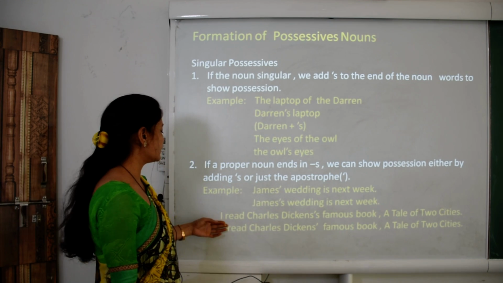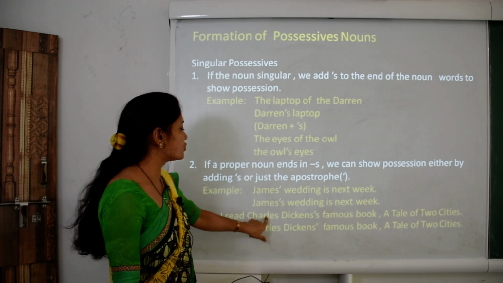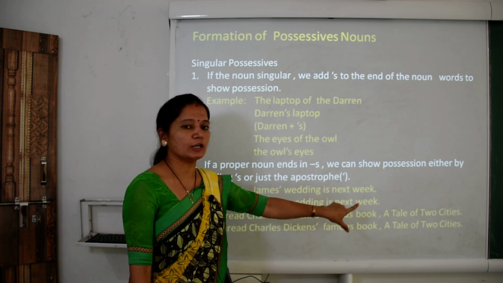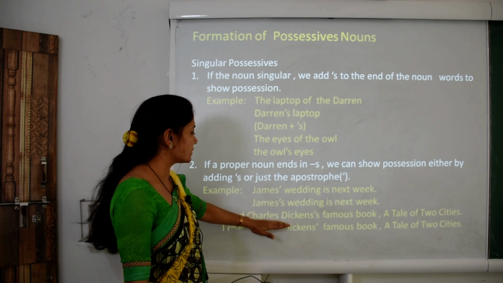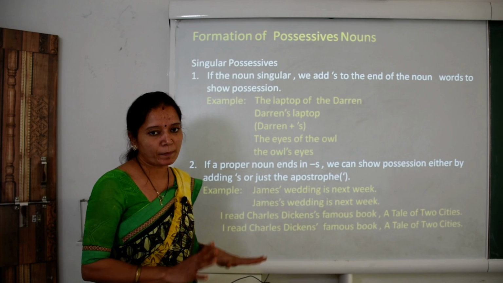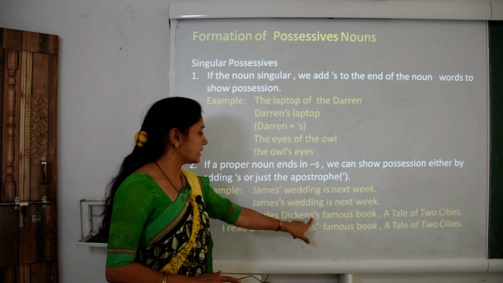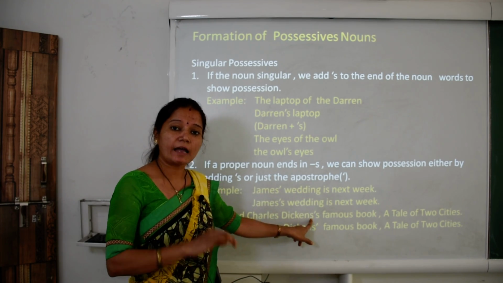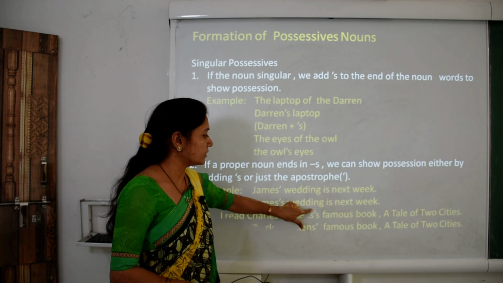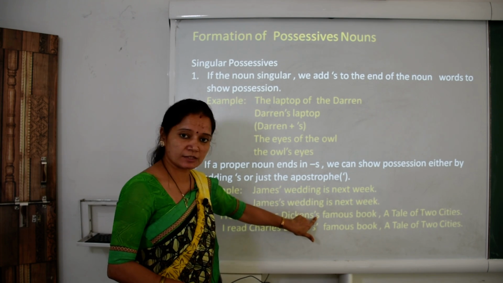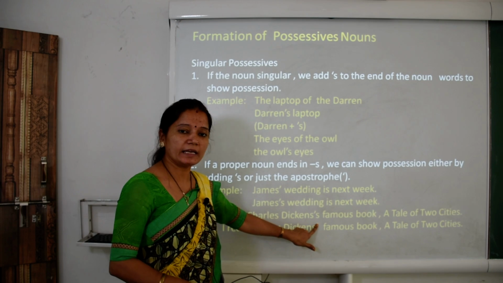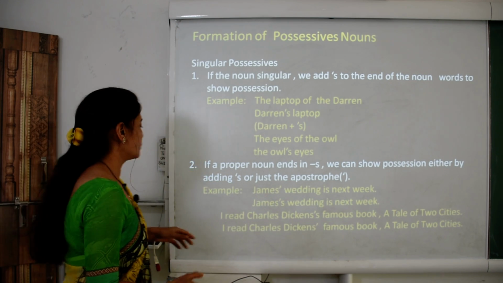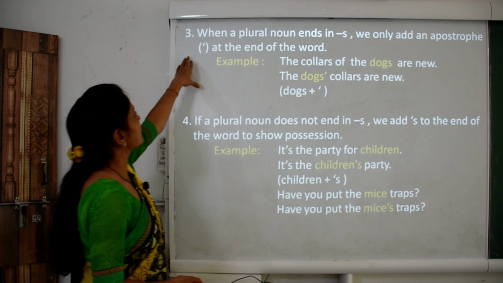Okay, now let's read the next sentence. I read Charles Dickens' famous book A Tale of Two Cities. So here, as you can see, Charles Dickens is a proper noun, and Dickens ends in the letter s. So we can add both: here I added apostrophe s with it, and here I added only an apostrophe. Now let's see the next point.